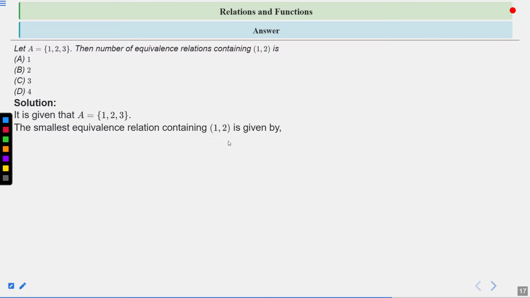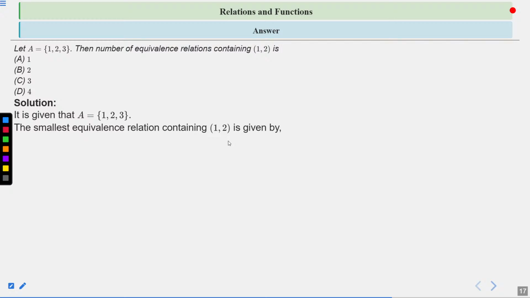So what is your doubt, Lovelin? Can you ask what is your doubt?